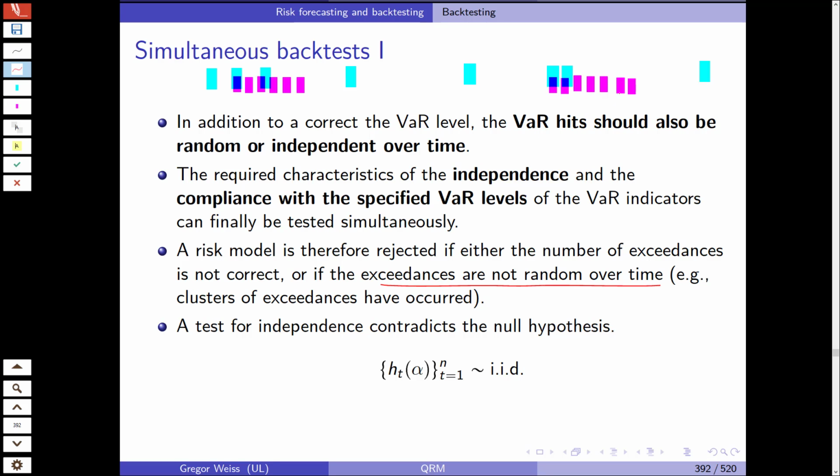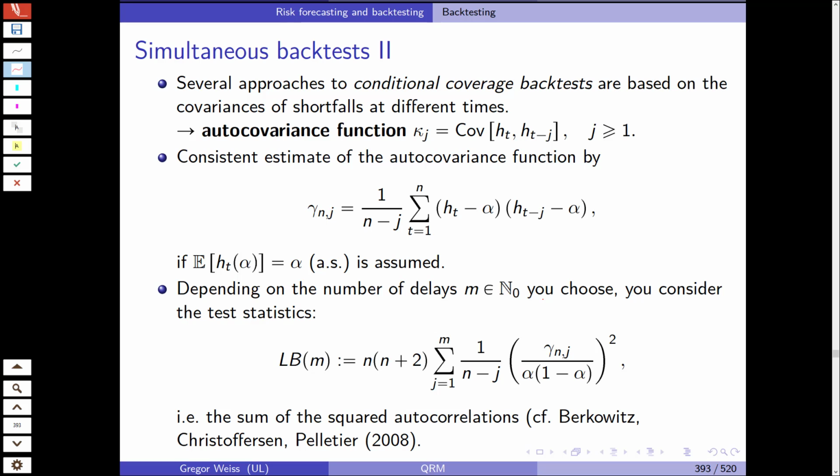For example, you have these clusters of VaR exceedances. That's not good. And a test of independence then contradicts the null hypothesis. So you can check the sequence of hits, and it needs to be IID distributed. So it needs to be the same distribution, Bernoulli, over time, and it needs to be independent over time. That's important. So these are then called tests of conditional coverage, not unconditional, but conditional coverage.